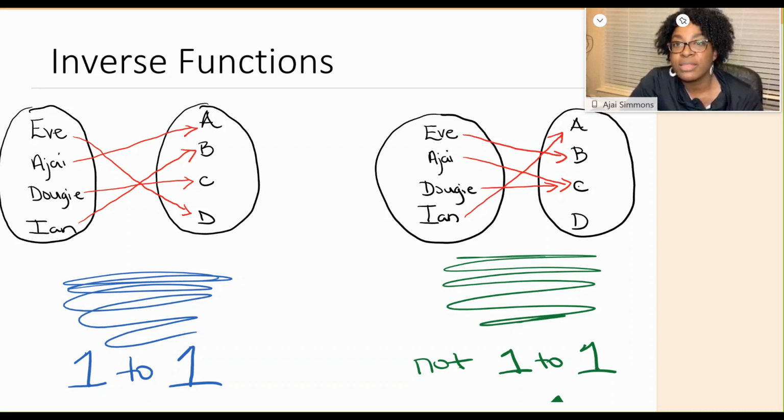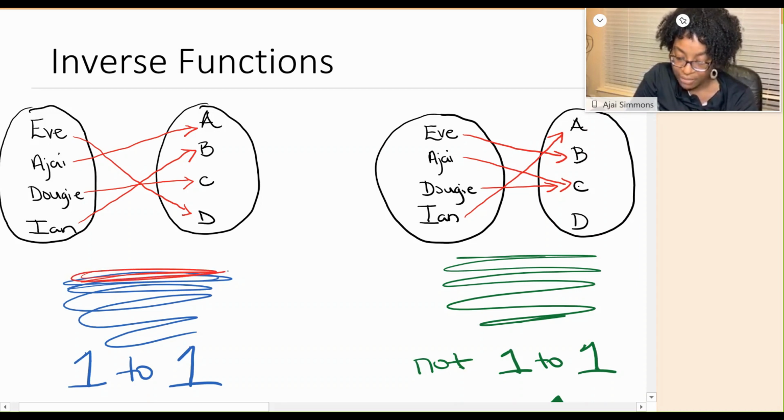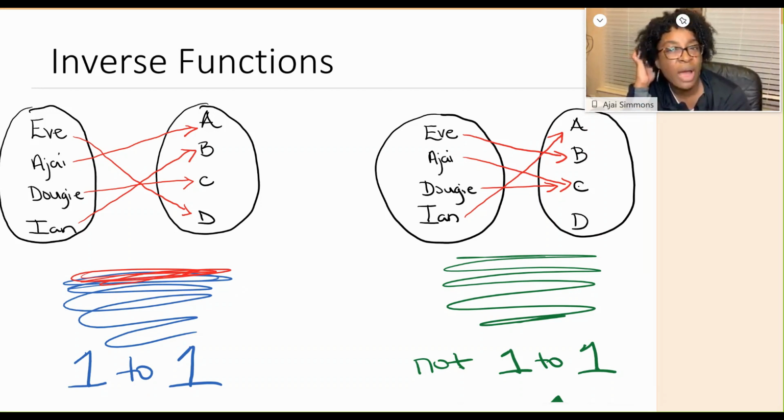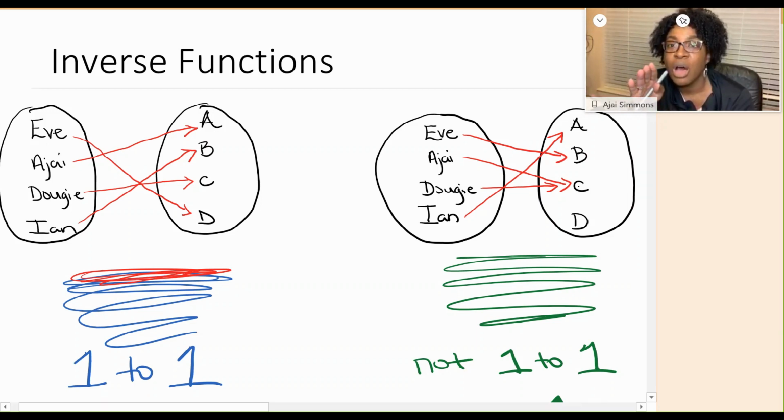Okay, another thing that I want to point out about these two mappings is that the one on the left-hand side, this one right here, let me make this red, this one is considered to be onto. This function is also onto. And the best way to describe onto is that there are no unused ranges. In other words, for this particular situation, there are no grades not being used. That's what onto means. So all the grades, A, B, C, D, all of them are being used.